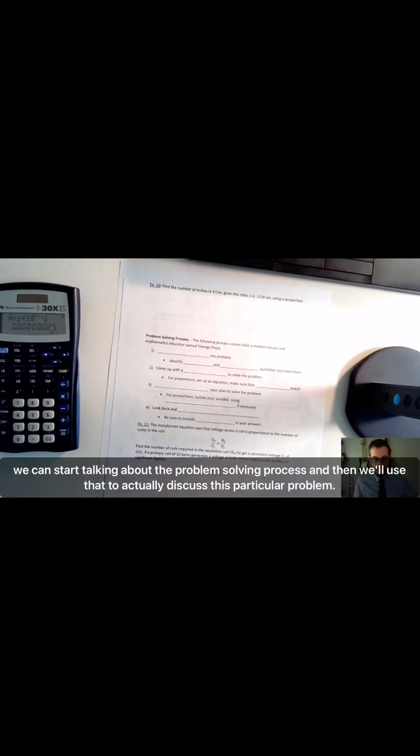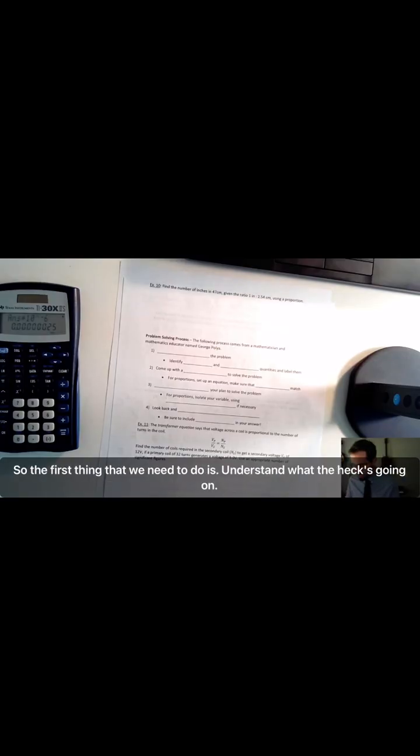Now we talked about how to think about this in terms of multiplying, but in other circumstances, we think about these things in terms of a scale factor. So like a diagram might be in a certain scale, for instance. So let's say we have this ratio here that 1 inch is 2.54 centimeters. And I could set this thing up as a proportion. So when we're looking at a problem like this, we could start talking about the problem solving process, and then we'll use that to actually discuss this particular problem.